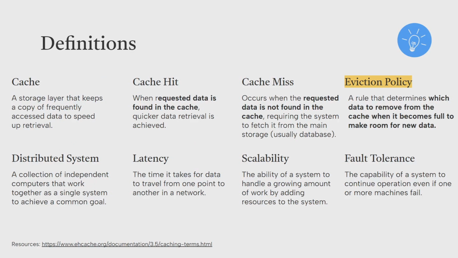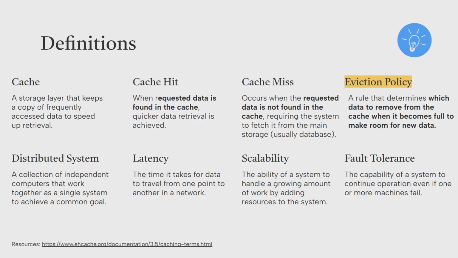So here are some keywords or definitions that you should know for our presentation and for our future work. The cache, which we already covered, is a storage layer that keeps a copy of frequently accessed data just to speed up the data retrieval process. A cache hit is when the requested data is actually found in the cache, leading to quicker data retrieval. A cache miss is when the data the user is requesting is not found in the cache.